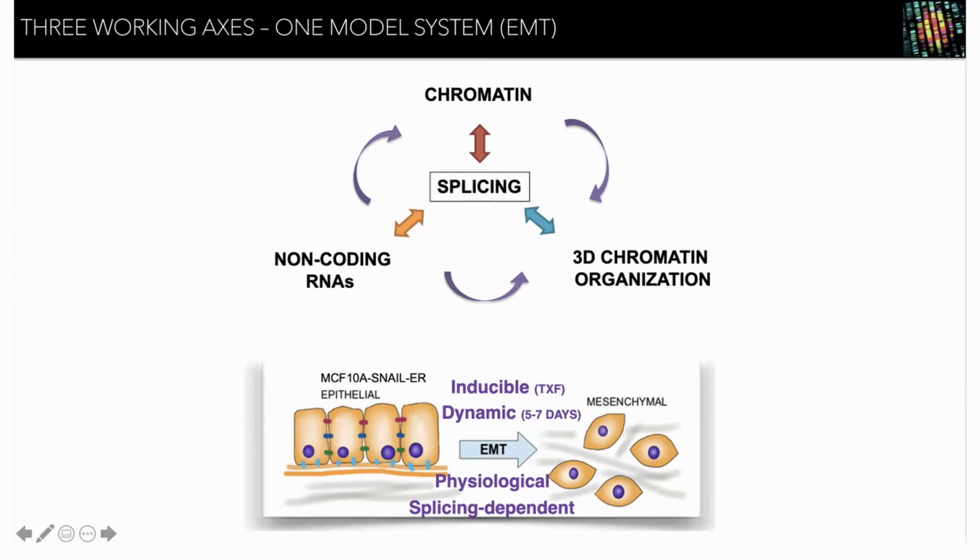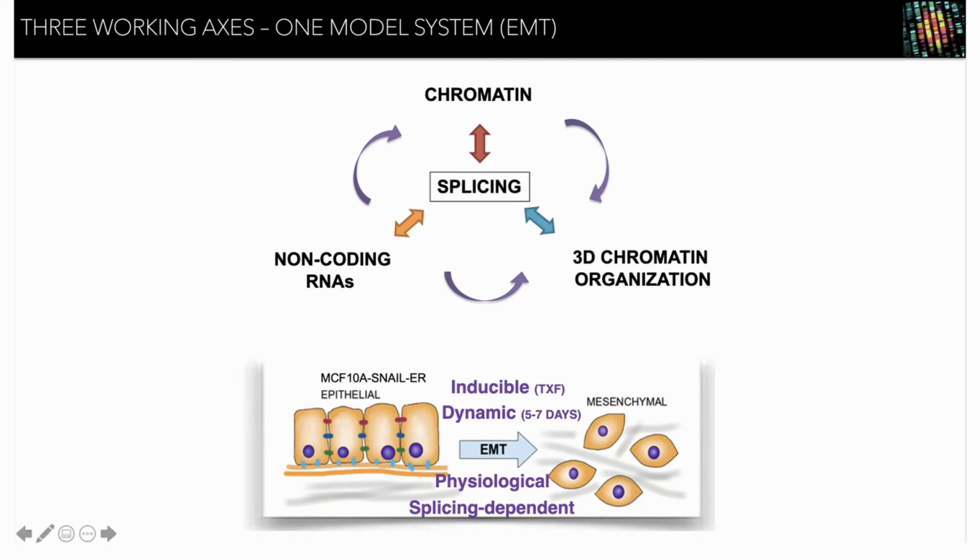And why this model system? First of all, because it's very biologically important and physiologically meaningful, because this reprogramming of an epithelial cell into a mesenchymal cell happens naturally during early development or in wound healing. But unfortunately, cancer cells take advantage of this for gaining migratory and invasive phenotypes, and therefore being able to metastasize or resist treatments.